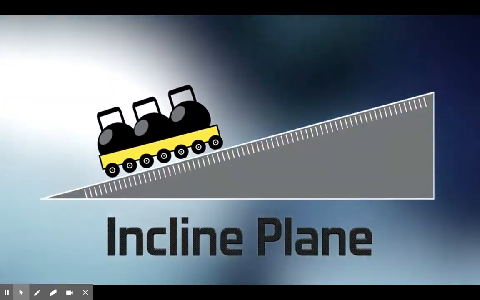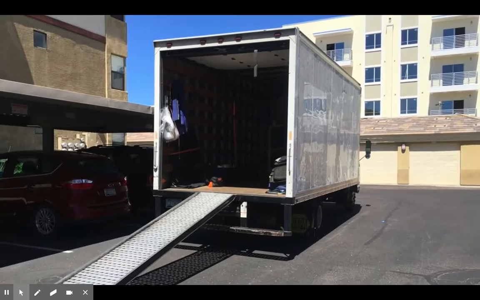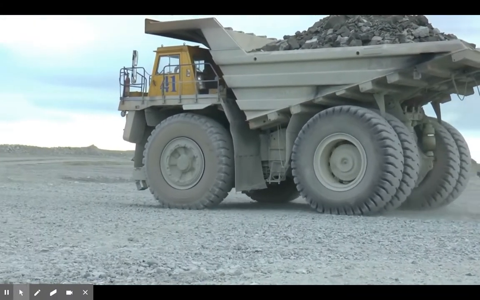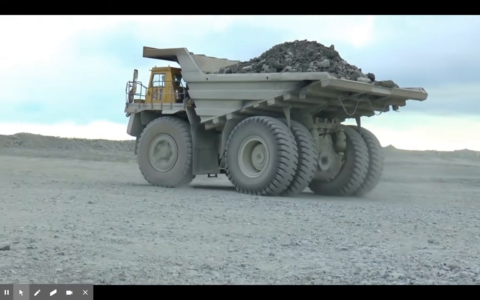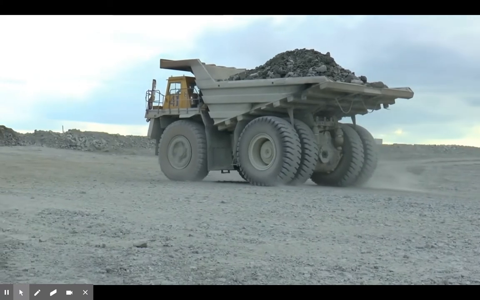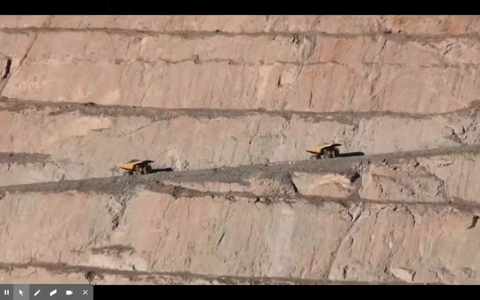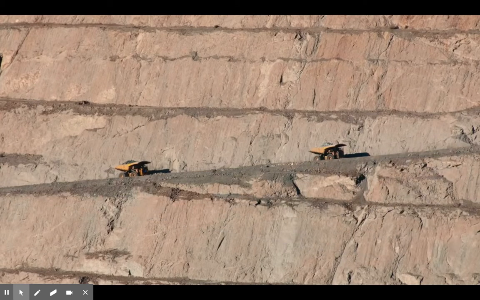This is the inclined plane or ramp. It can be used to lift heavy objects from a lower level to a higher level. How much do you think this dump truck weighs? It weighs around 628 tons. That's 1,256,000 pounds. Whoa! And this inclined plane is helping this machine get from a lower level to a higher level with the greatest of ease.